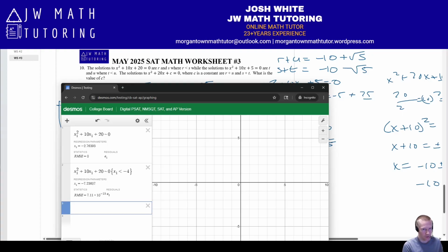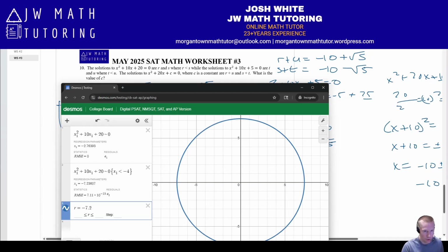I can't carry these answers over. Even if I used R and S in these equations, I could not carry them over to do another regression statement later. So I'm just going to have to estimate them, and you'll see it's actually going to work out fine. All right, R is less than S. So R is the smaller number, which is negative 7.23607. So we can define that.